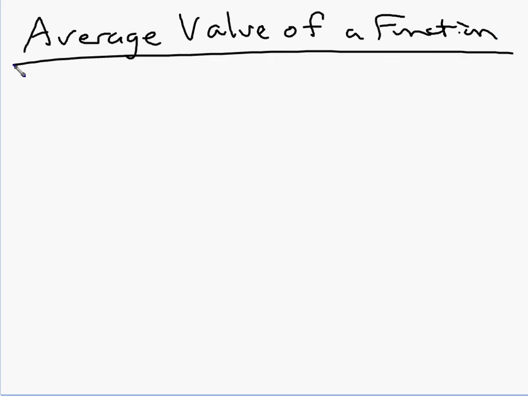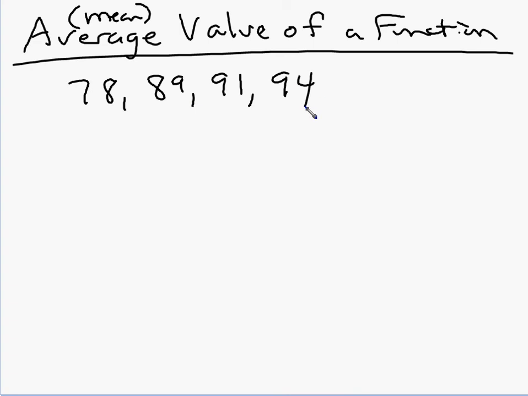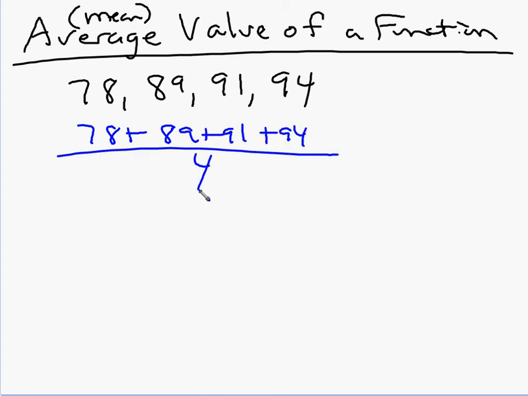You know, let's think about averages for a minute. If you got 4 test scores, how do I find the average? And remember, average is another word for mean. If you had 4 tests, let's say you got a 78, an 89, a 91, and a 94. How would I find the average? I would have to add all of those up, right? And divide by how many I had, right?